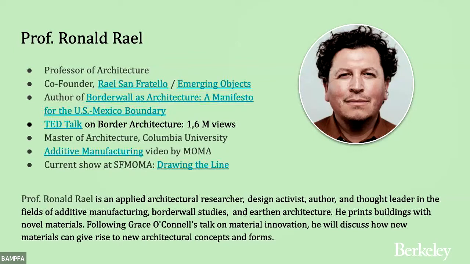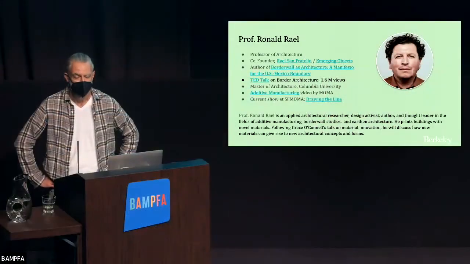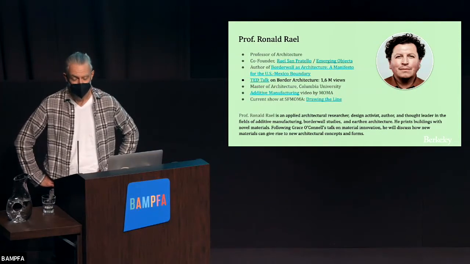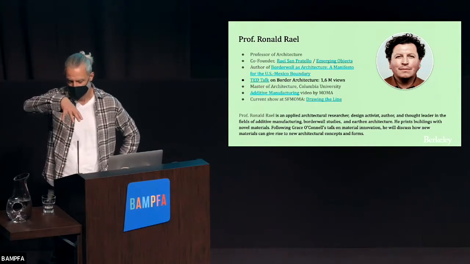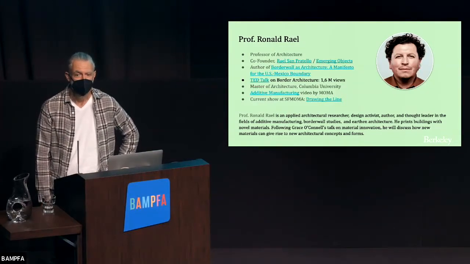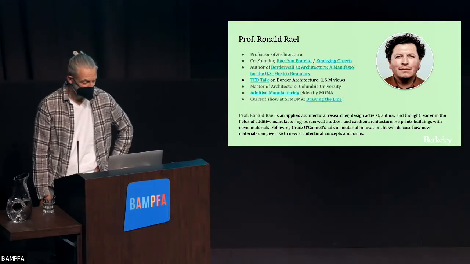Professor Ronald Rael started his career with a Master of Architecture from Columbia University, and he is really a specialist in additive manufacturing, meaning that we use materials that are fluid at one point to get them into a 3D printer and then squeeze them out in layers, so that they can stack up and dry and harden into more complex structures. I'm sure he's going to talk a lot more about that.